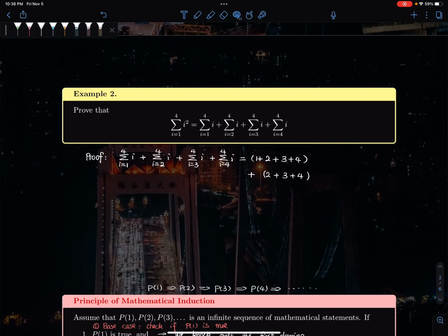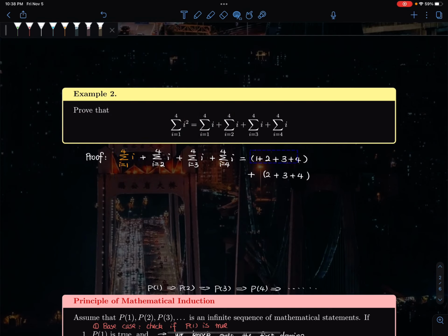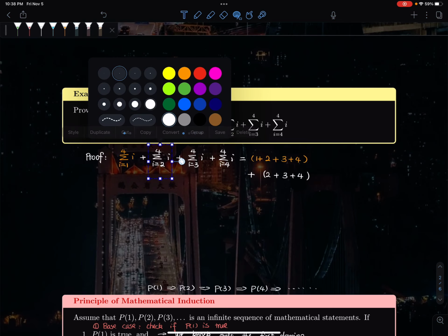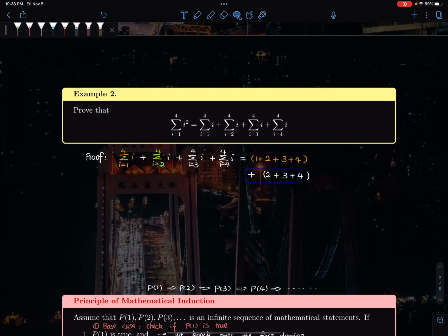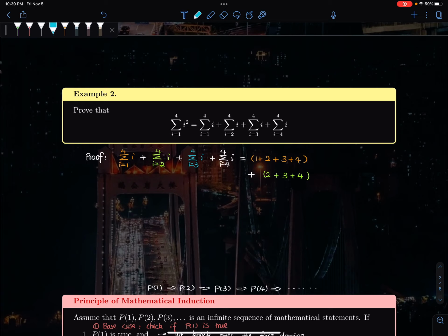I'm going to use different colors so it's clear. So this one is orange here. Okay. And let's make the second one green. And the third term, let's say blue, so this is gonna be 3 plus 4, right? And then lastly, white, so from 4 to 4, that's just gonna be 4.